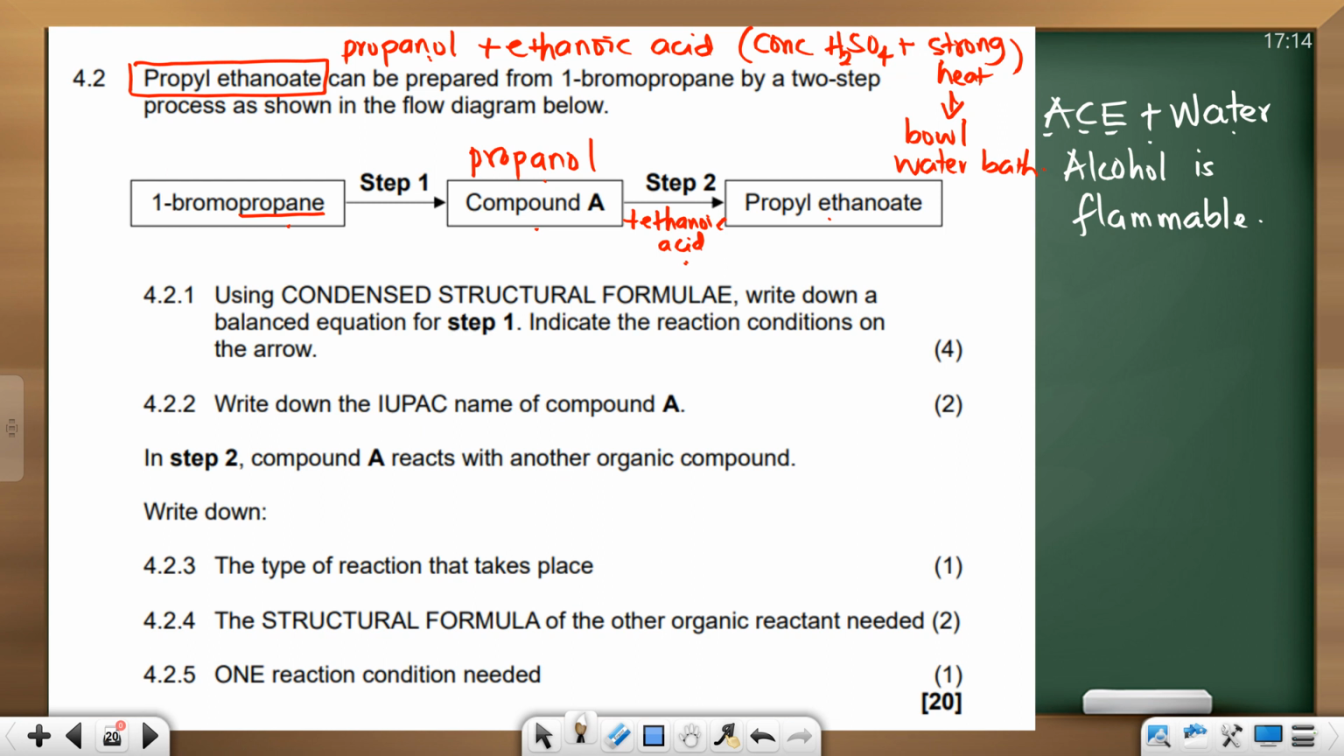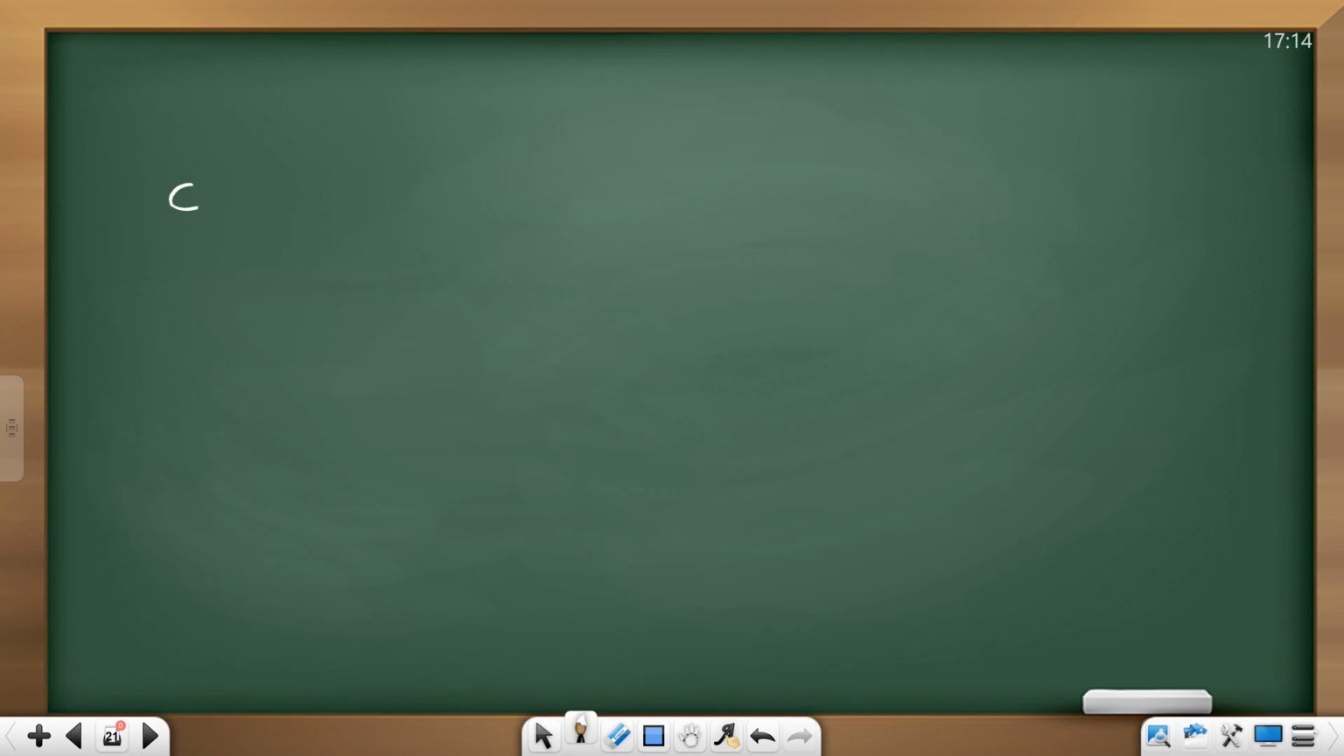Okay, let's draw 1-bromopropane. 1, 2, 3, prop 3. 1, bromo. It means my bromine. Make sense? Just follow the names. All right? Make sure you write the hydrogens. Where are we going to? We're going to what?